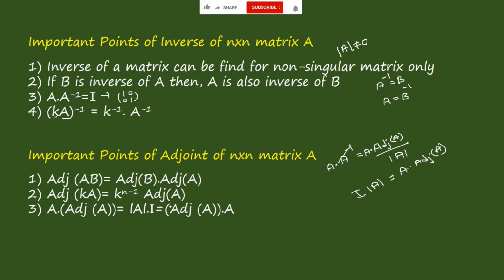Okay. Now come to the next one. Determinant of adjoint of A is equal to determinant of A power n minus 1. What is n? It is nothing but the order of a matrix. If A is an n cross n matrix, then it becomes determinant of A power n minus 1. Okay. Fifth one. Determinant of adjoint of adjoint of A is equal to determinant of A power n minus 1 whole power 2. Okay. N minus 1 square. This is nothing but the important points of inverse and adjoint of a matrix.